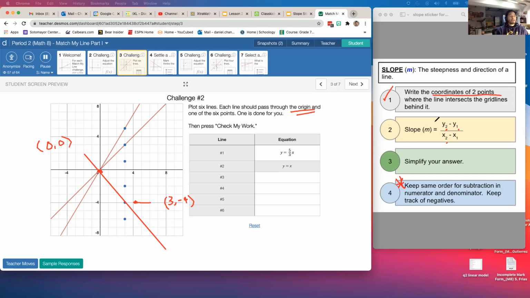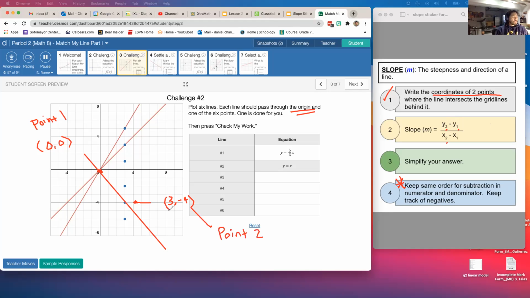Step 2 is to use the formula. The y coordinate of point 2 minus the y coordinate of point 1, divided by the x coordinate of point 2 minus the x coordinate of point 1. So now I need to decide which point is going to be point 1 and which point is going to be point 2. It doesn't matter what you pick. All that matters is that you keep the order of your subtraction consistent between the numerator and the denominator. So I'm going to make 0, 0 point 1, and I'm going to make 3, -4 point 2.